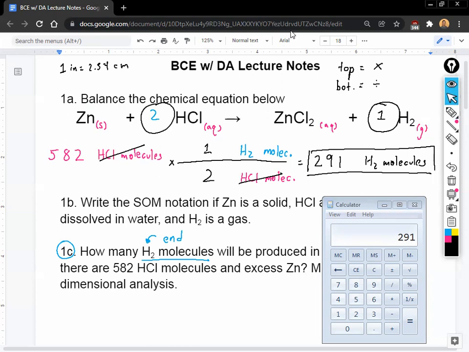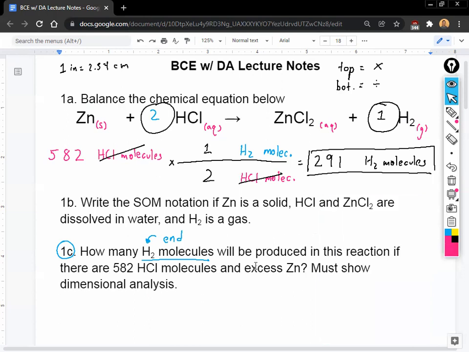We just get the numbers that are in front of the molecules that we're interested in. Okay, if you ever see the word excess, excess just means you don't need to worry about that chemical. You have so much of it, you don't even need to consider it. So here, we don't have to care about the zinc because we have a lot of zinc, okay?